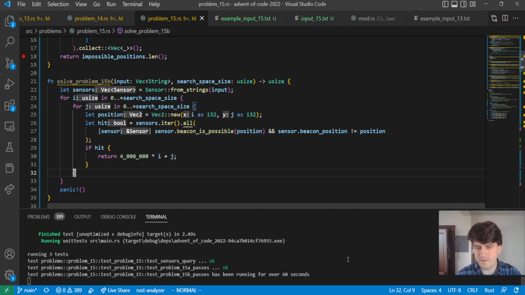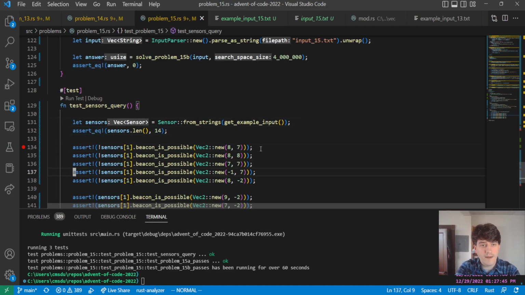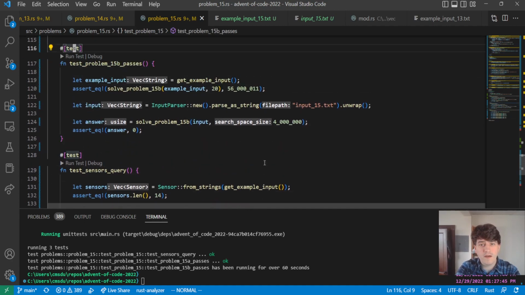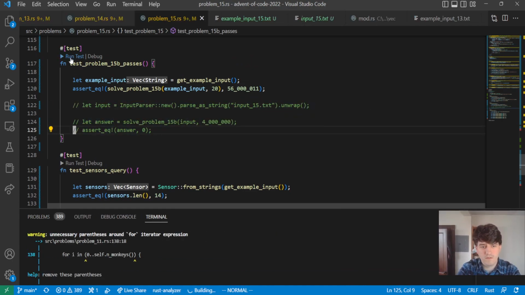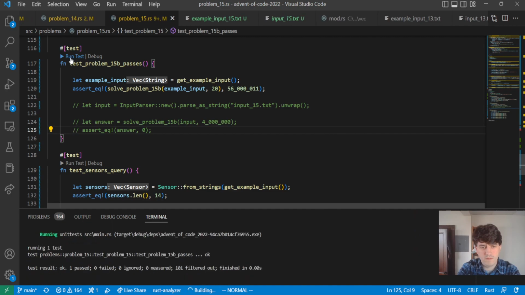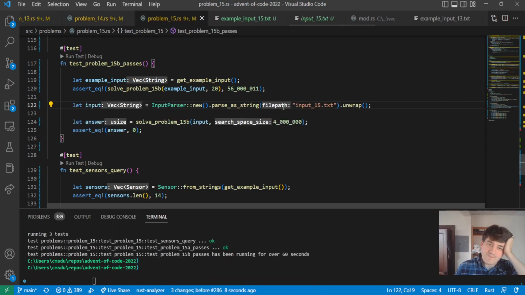So, okay, yeah, that's more than a minute. And I assume that if I comment this out for a second, that this test runs. Yeah, and it runs basically instantaneously. Okay. So we've implemented it correctly, it's just not optimized. All right, let's check.